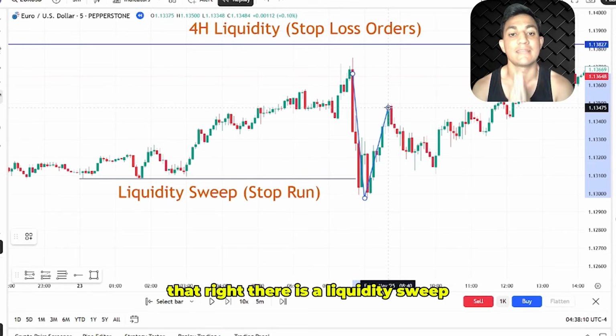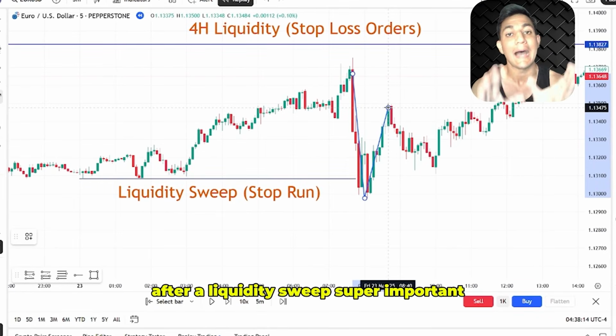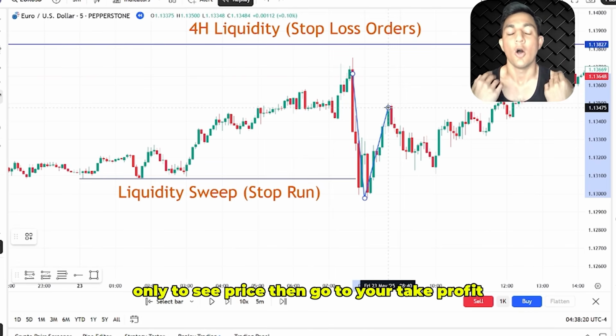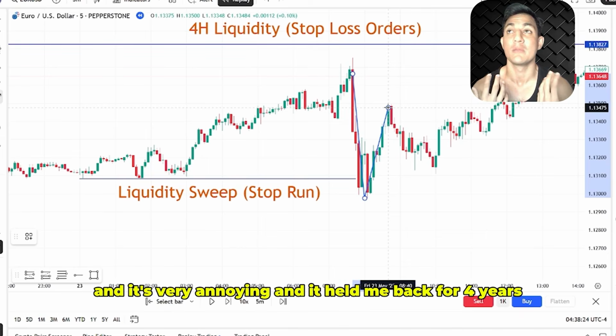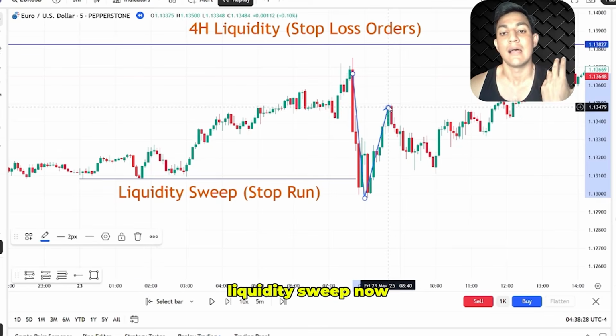That right there is a liquidity sweep. And the highest probability trades always occur after a liquidity sweep. Super important. If you do not wait for a liquidity sweep, you will see your stop loss get hit, only to see price then go to your take profit. And it's very annoying, and it held me back for 4 years, right? 4 years I could not make money because of this liquidity sweep.